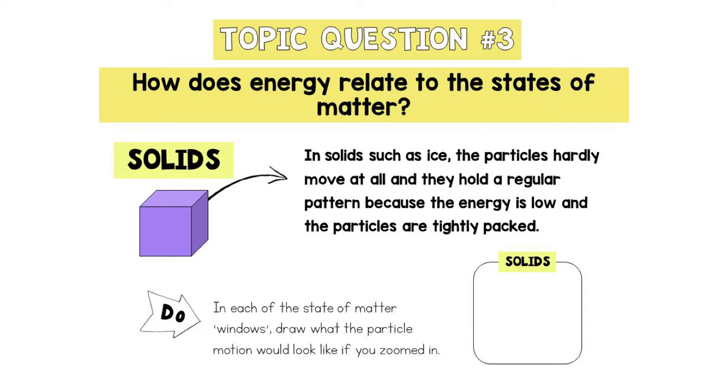In solids like ice, the particles barely move at all. They just kind of shiver or vibrate in place. And they hold a regular pattern because the energy is low and the particles are tightly packed. They don't have the space to move.